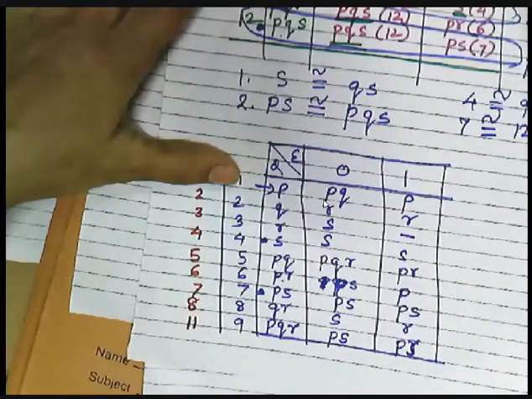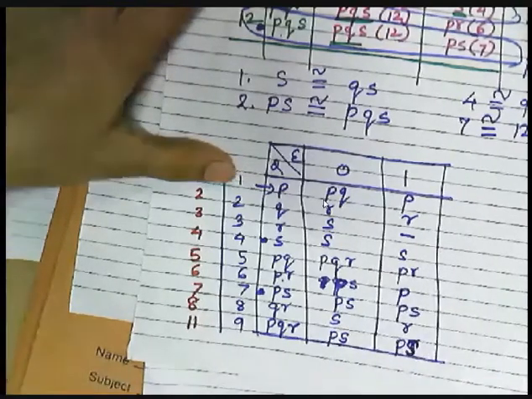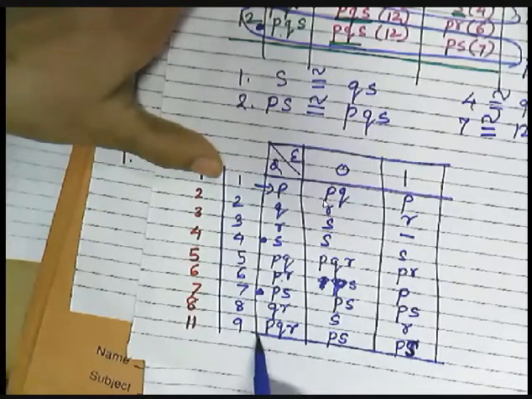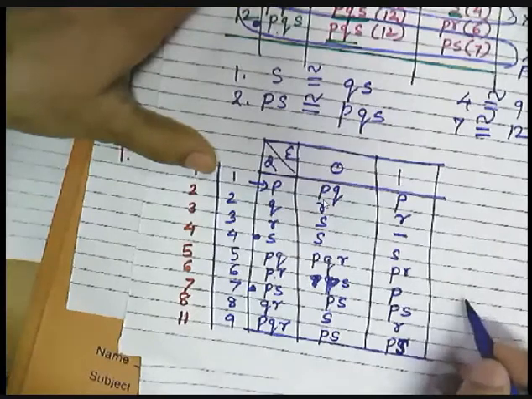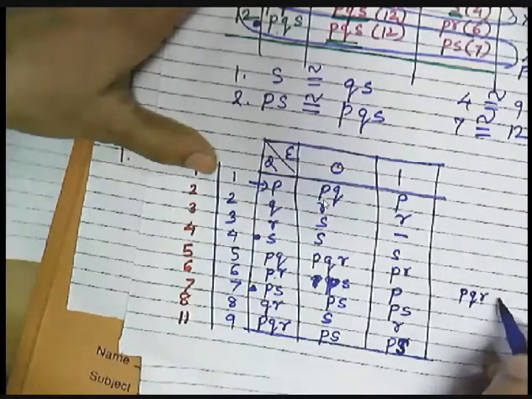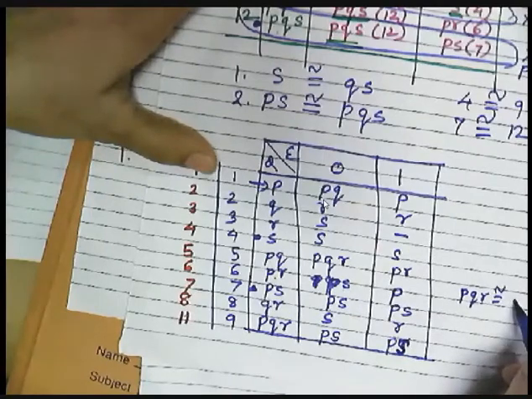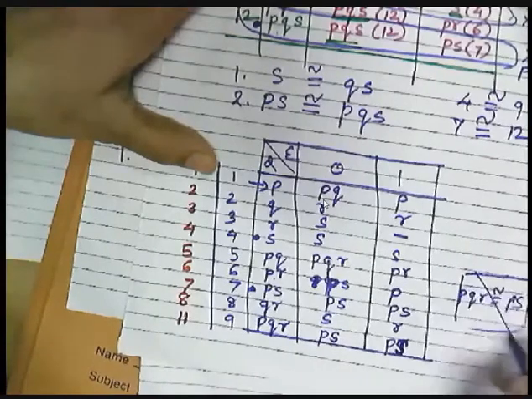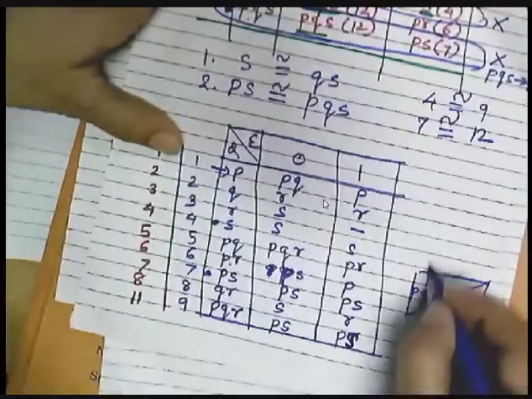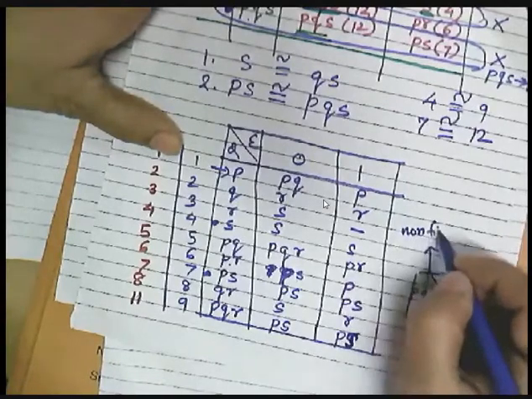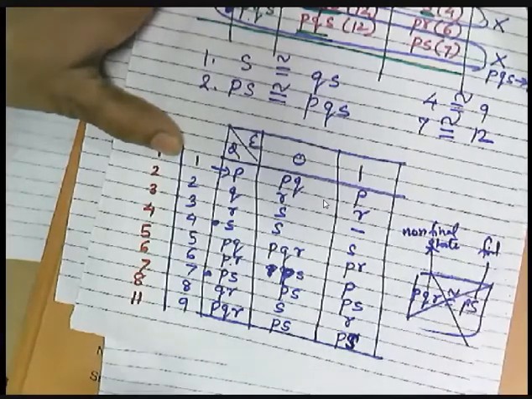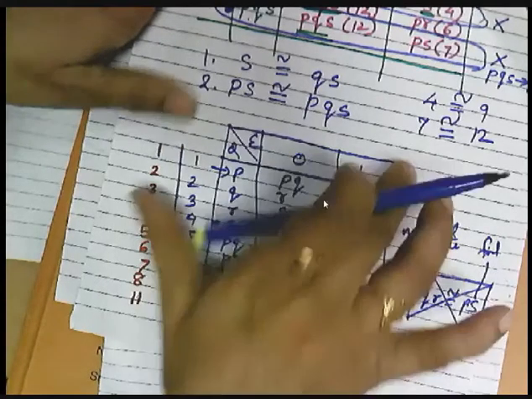So again we can minimize, but before minimizing we need to check. See here, PS is a final state and PQR is a non-final state. So we cannot write PQR is equivalent to PS. We can't write this because this is a non-final state and this is a final state. So equivalent does not exist. So here there is no possibility of minimizing this. So this is your final DFA.